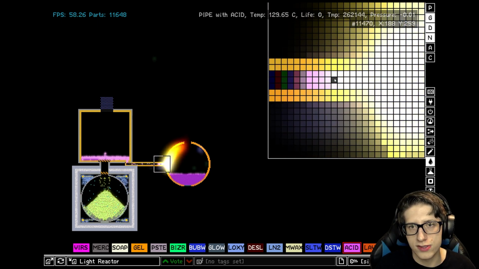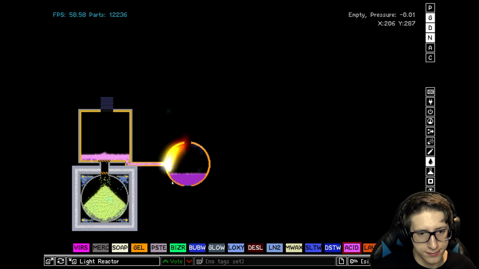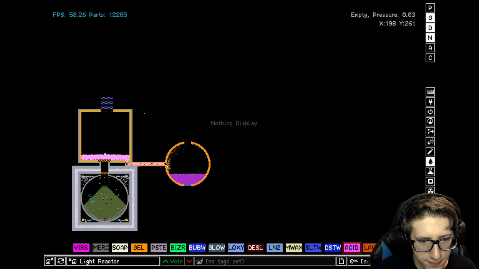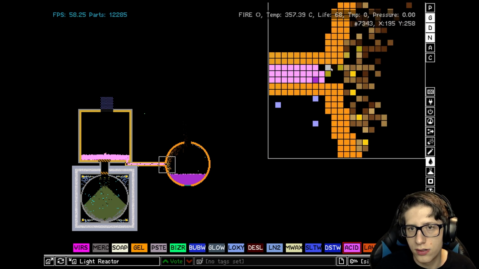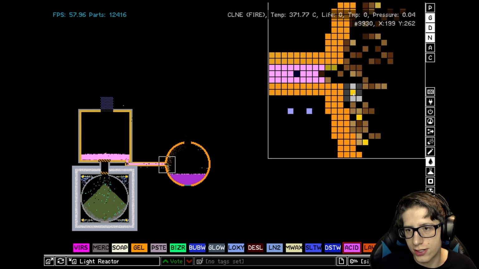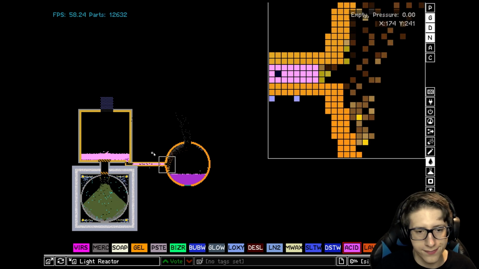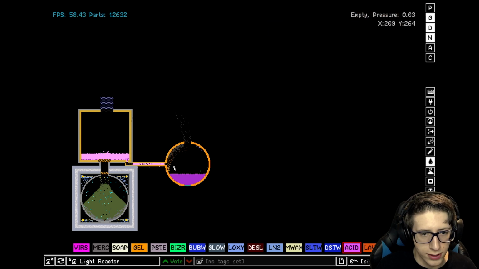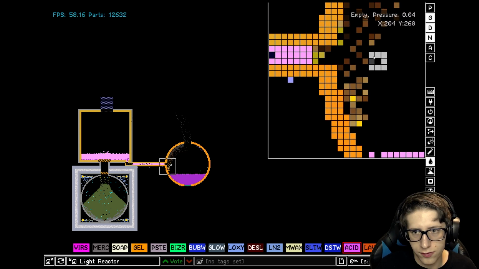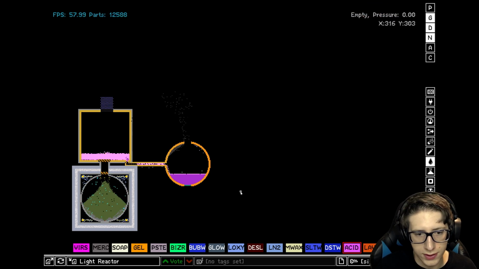This isn't breaking the pipe, is it? I have no clue what's happening. I didn't damage the pipe, right? Fire. Was the fire blocking the pipe? I think the fire is actually blocking the pipe. How does fire block? Okay, fine. I'll move the fire, okay? Okay, so that pours through, that's fine.